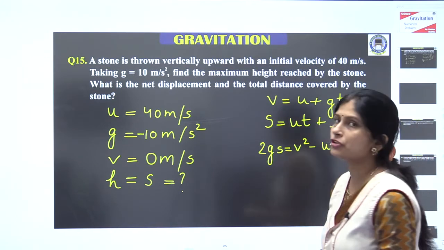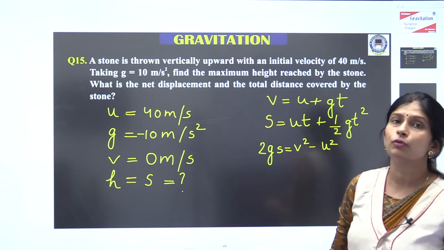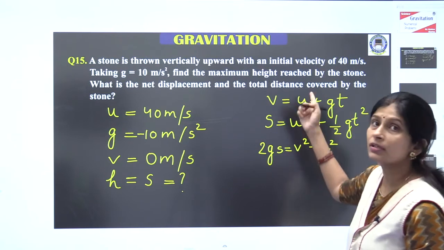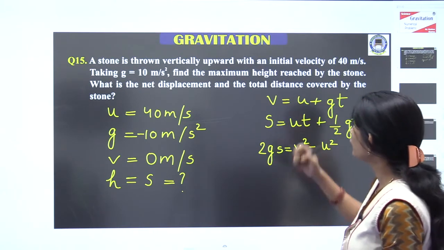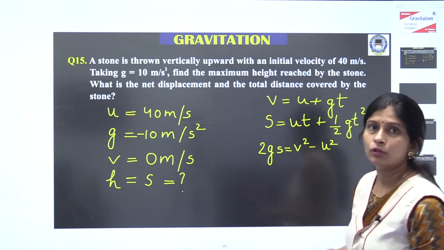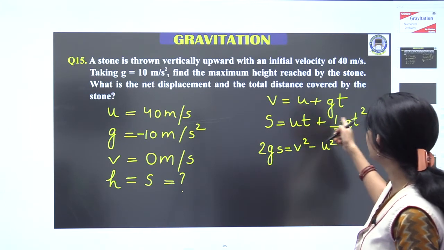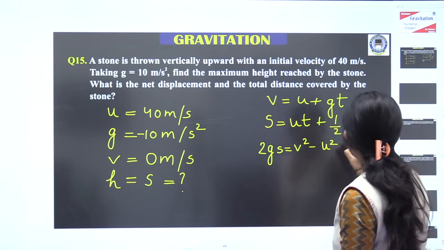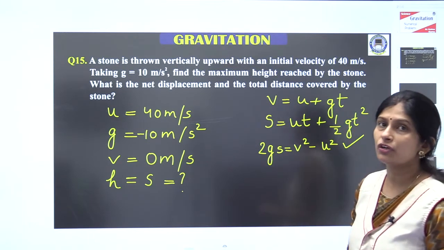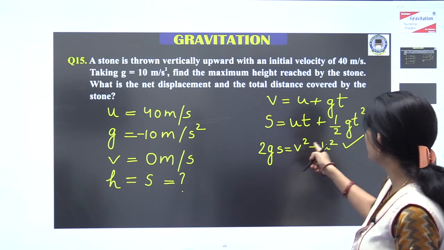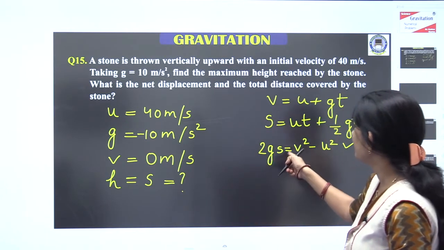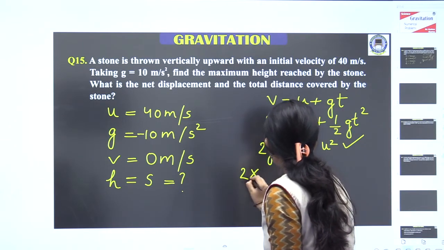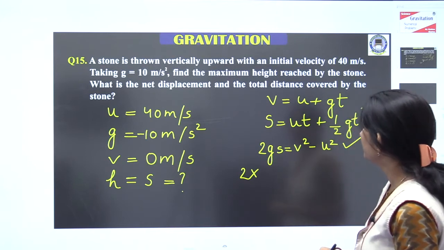Out of these three equations of motion, which equation can you apply? Can you apply the first equation of motion? No, because S is not here. Can you apply the second equation of motion? No. Why? Because t is not given. Can you apply the third equation of motion? Yes, we can apply the third equation, because g, v, u all are given and we have to calculate S. Now put the values of these quantities in the equation.